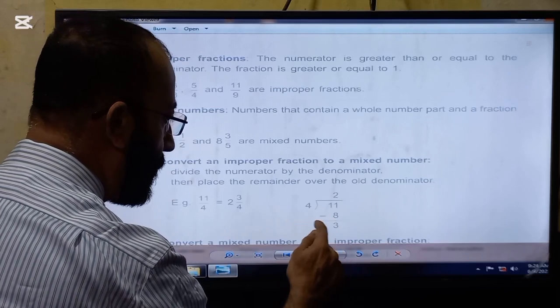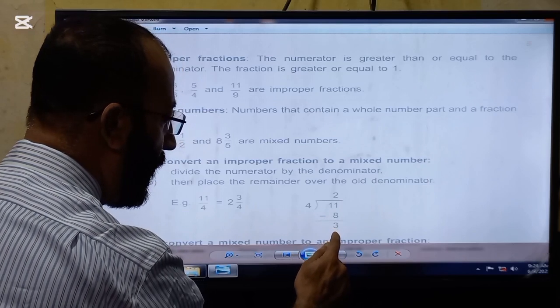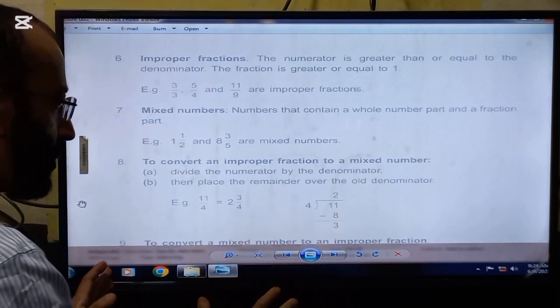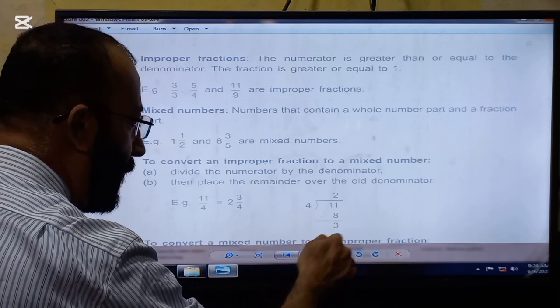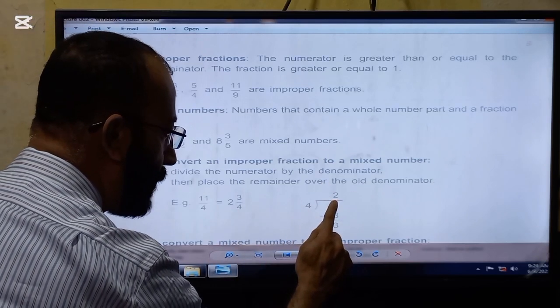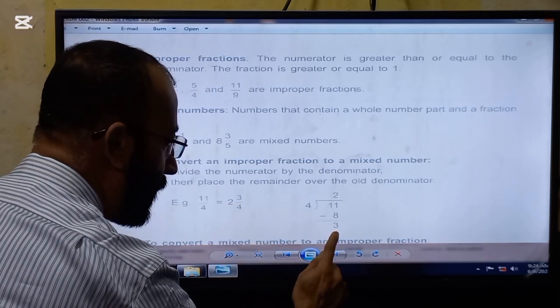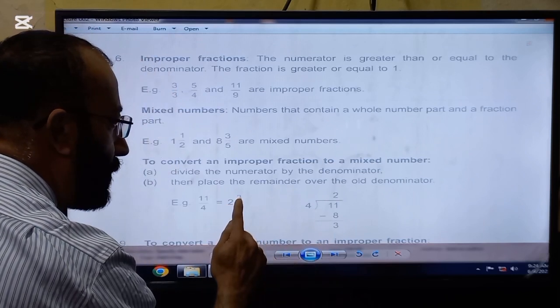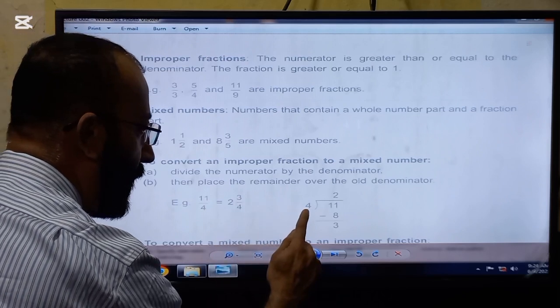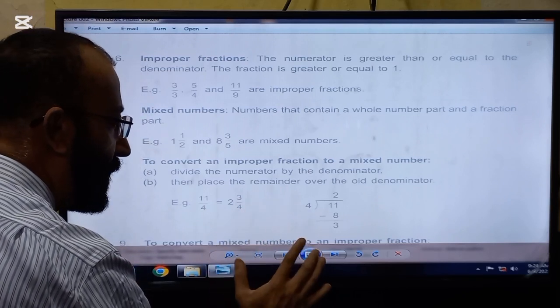So 4 2s are 8. We will subtract 8 from 11. Here 3 will be the remainder. So now the method to write this number as a mixed number is: write the quotient as the whole number part. This remainder will become the new numerator, and this divisor will become the denominator. So this is the method.